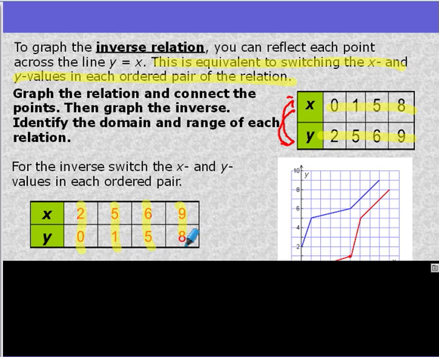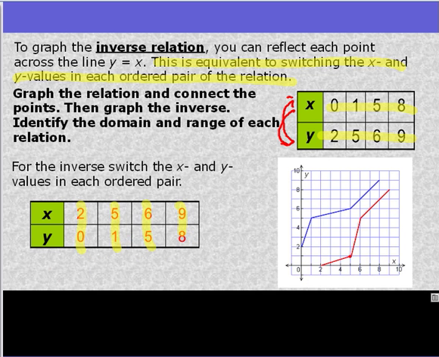So if we plot them, our blue is the original. So here's our (0, 2), (1, 5), etc. This is what that one looks like. When we reverse it, we start with (2, 0), (5, 1), and our red line then would be our inverse. And you can see these are the points for y equals x, and this is a reflection across that line.